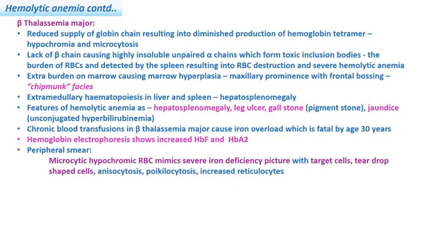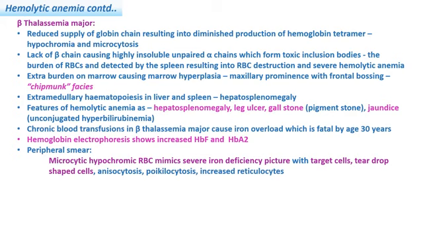Let us discuss the beta thalassemia major. What happens? What are the salient points? Reduced supply of globin chain synthesis resulting in diminished production of hemoglobin tetramer. As a result, hypochromic and microcytic RBC formation. Lack of beta chain causes highly insoluble unpaired alpha chains which form toxic inclusion bodies. This is the burden of RBC detected by the spleen, resulting in RBC destruction and severe hemolytic anemia.